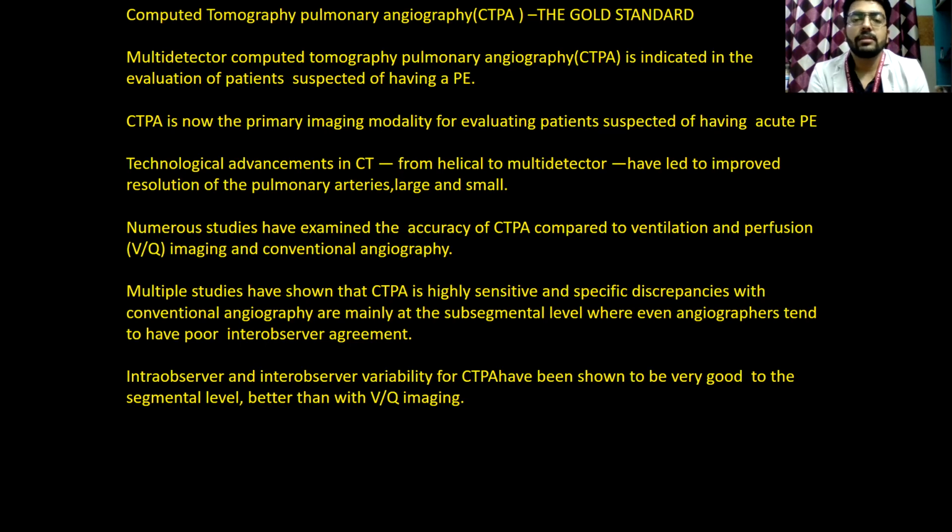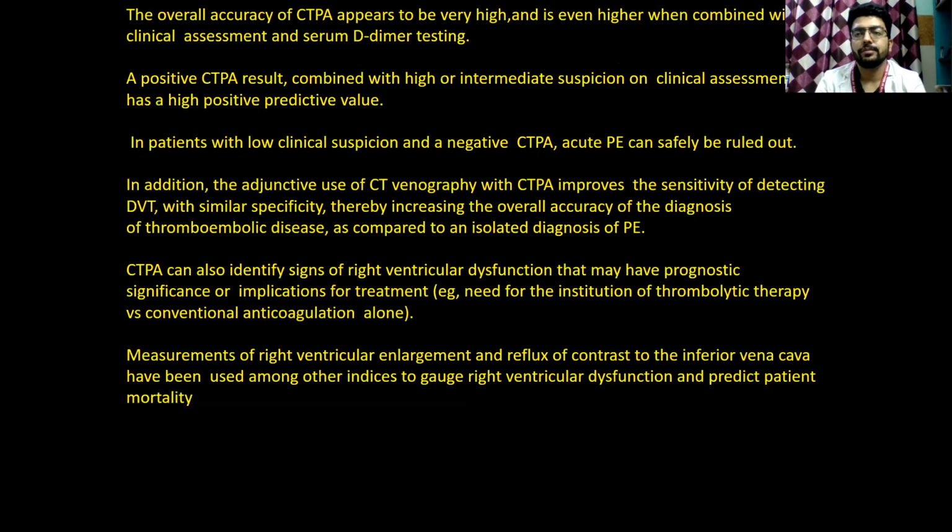Multiple studies have shown that CTPA is highly sensitive and specific. Discrepancies with conventional angiography are mainly at the subsegmental level, where even angiographers tend to have poor intra-observer agreement. Intra-observer and inter-observer variability for CTPA have been shown to be very good to the segmental level, better than VQ imaging. The overall accuracy of CTPA appears to be very high and is even higher when combined with clinical assessment and serum D-dimer testing. Positive CTPA results combined with high or intermediate suspicion on clinical assessment have a high positive predictive value. In patients with low clinical suspicion and a negative CTPA, acute pulmonary embolism can safely be ruled out.